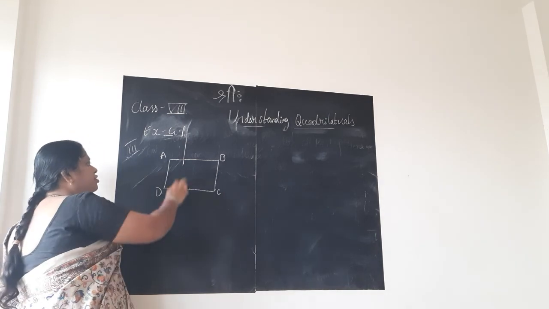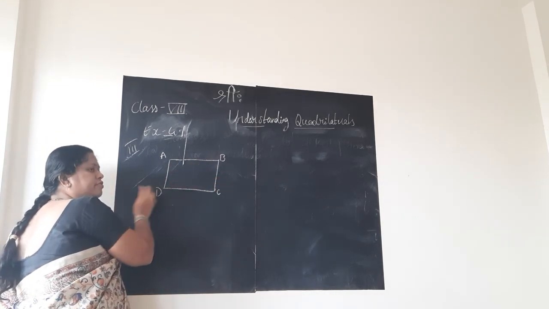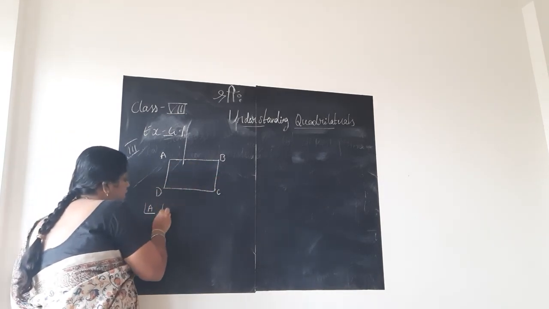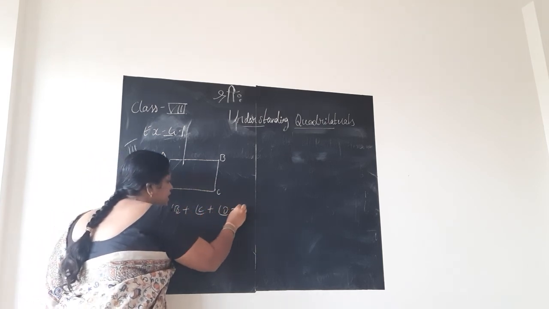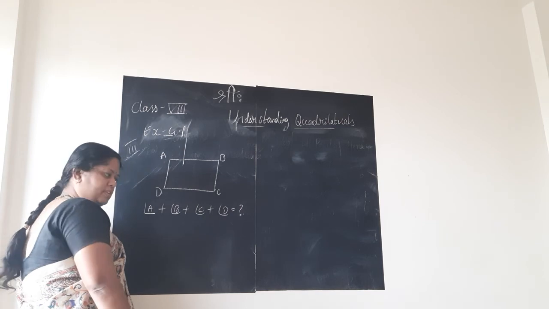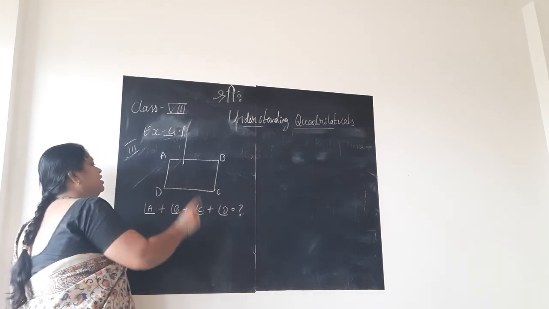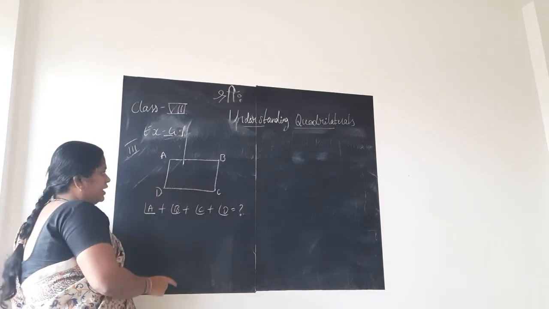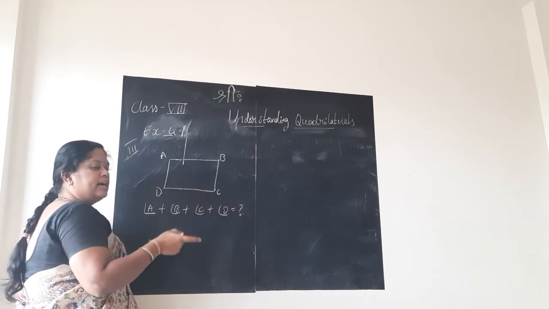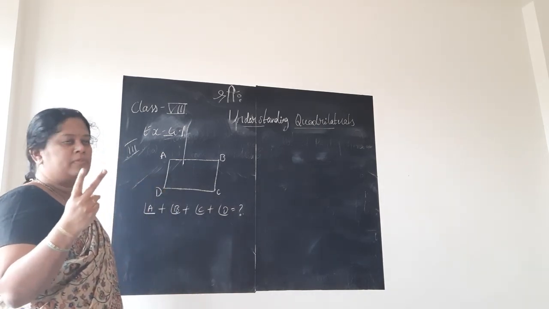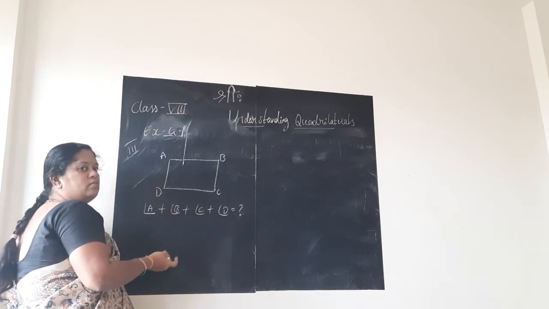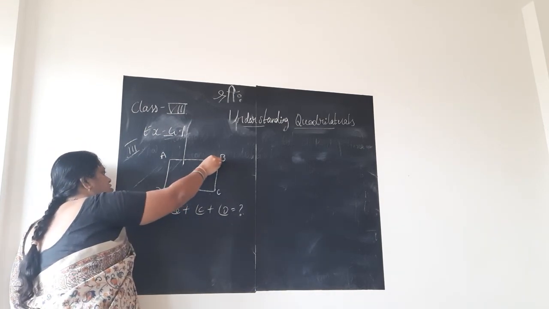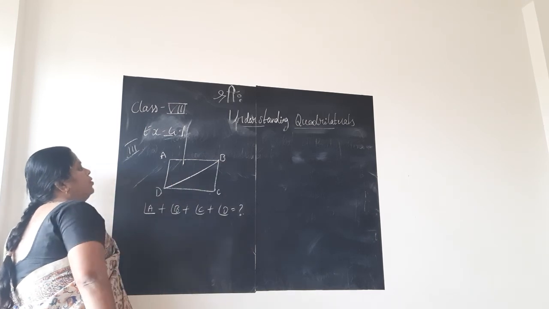What is the sum of measure of angles of a quadrilateral? In order to find out the sum of these angles, angle A plus angle B plus angle C plus angle D is a question mark for us. We don't know. To do that, children, draw any one diagonal. In a quadrilateral we can draw two diagonals. One is AC, other is BD. Whichever diagonal you want, you can draw.